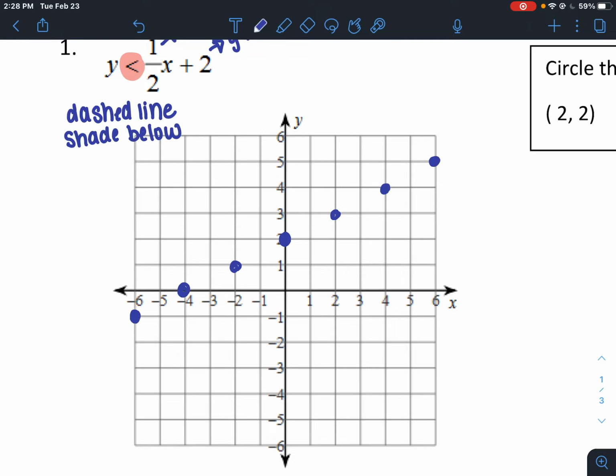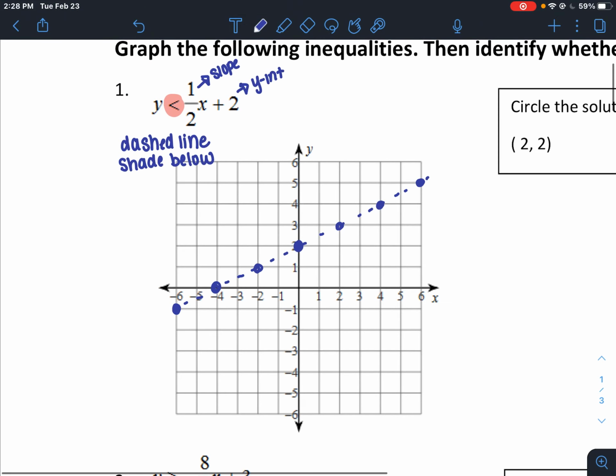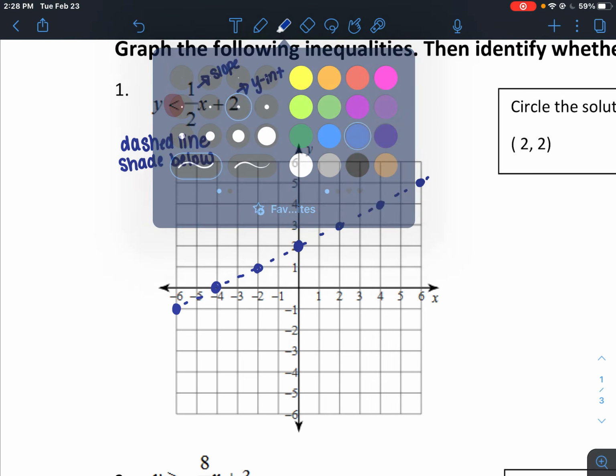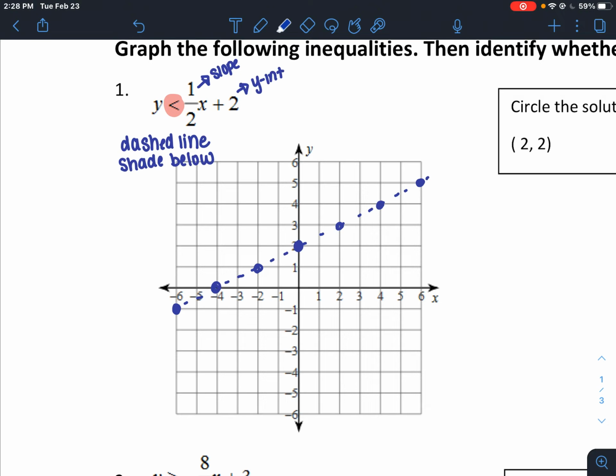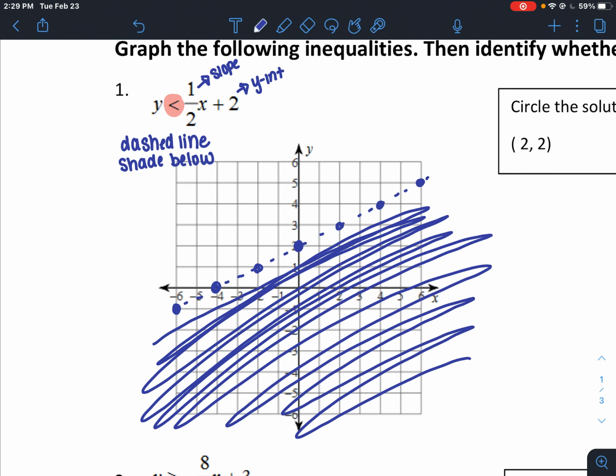Okay, this is a dashed line, so do not connect your points. Just add in a couple little dashes, like so. And then we are going to shade below. And for this, especially if you're working on Notability, which I think is the easiest, shade in with your highlighter so that you're not scribbling through the whole graph.